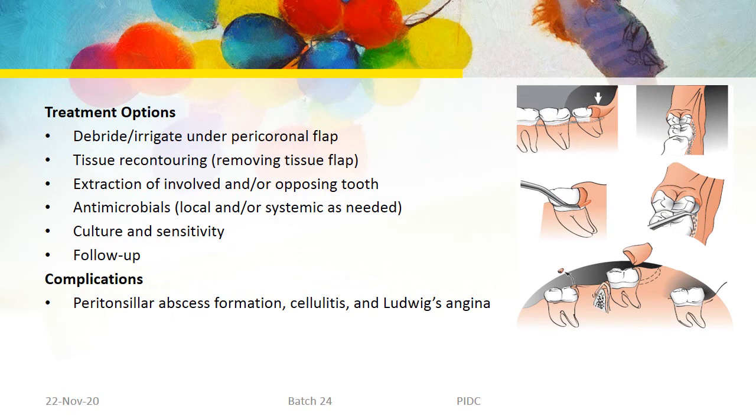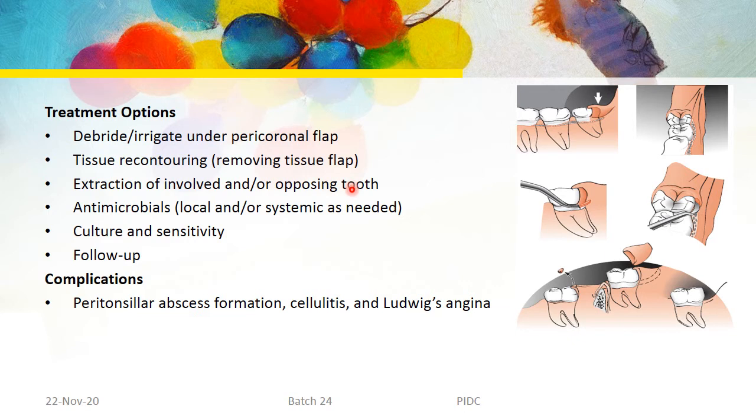Next, coming on to the treatment options. The first and foremost option is to debride the area between the pericoronal flap. Only if you remove all the local irritants, such as food deposits from beneath this flap, will the infection subside. After this first procedure, you can go in for contouring of the area, that is, removing the tissue flap. Or you could go in for extraction of the involved tooth or the opposing tooth. Since they are third molars, extraction is generally advised as a permanent solution.